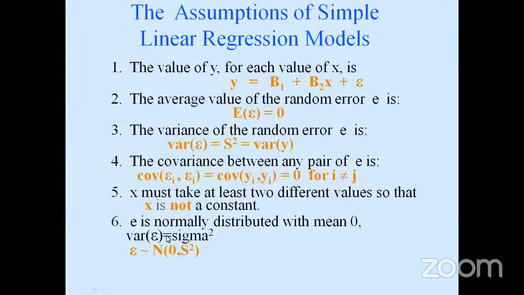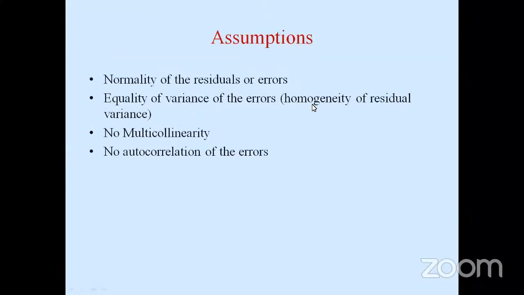This error term E should follow a normal distribution with mean 0 and variance sigma square. Further, to summarize the previous slides, I can just say normality of residuals and equality of the variance of the errors. These things should hold. Additionally, the model should not contain multicollinearity and autocorrelation. Out of these, we will learn in detail about multicollinearity and autocorrelation later.